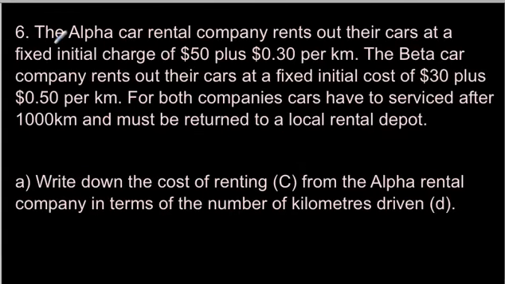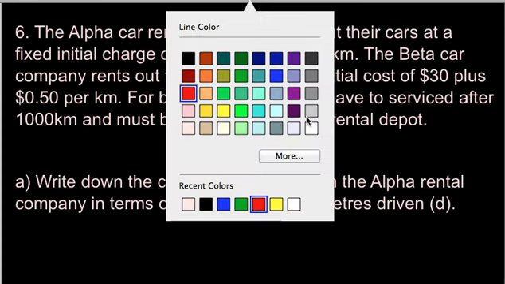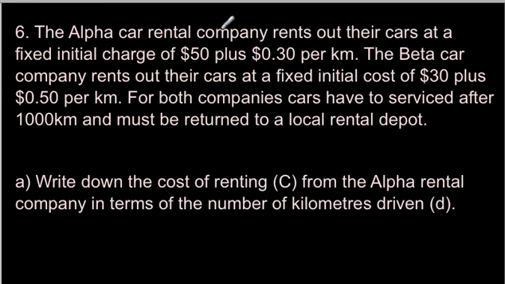Okay, so number 6. This was a word problem, and let's see how we can figure this out. The Alpha car rental company rents out their cars at a fixed initial charge of $50 plus 30 cents per kilometer. So if you remember y is equal to mx plus b, this should be screaming b. This is the y-intercept right here, because anything that's a fixed initial charge is usually the intercept. The intercept is fixed. Now, plus 30 cents per kilometer, that should be screaming to you a rate. And anything that sounds like a rate, like per something, that should be screaming to you a slope.